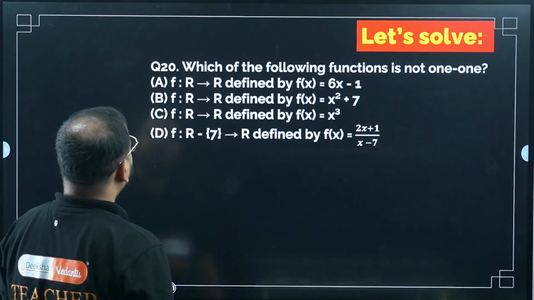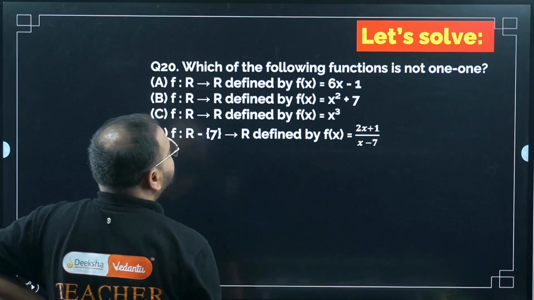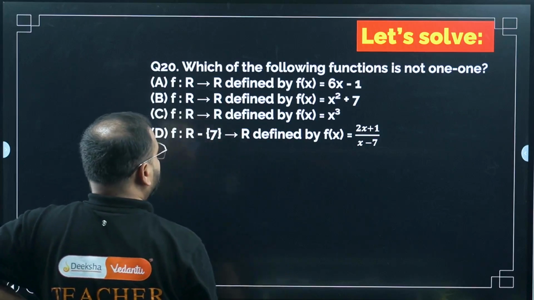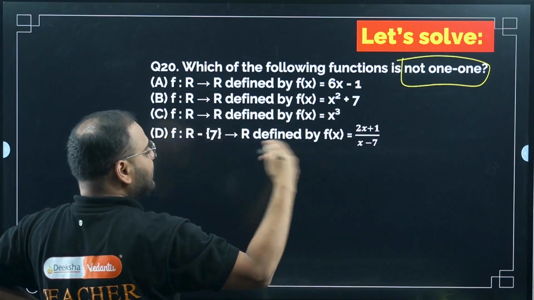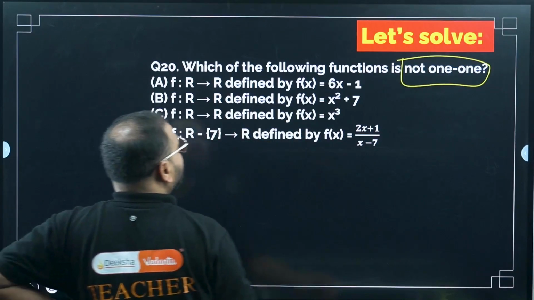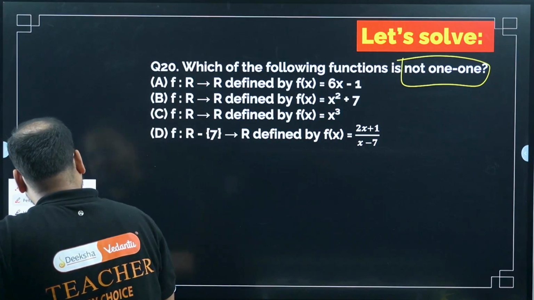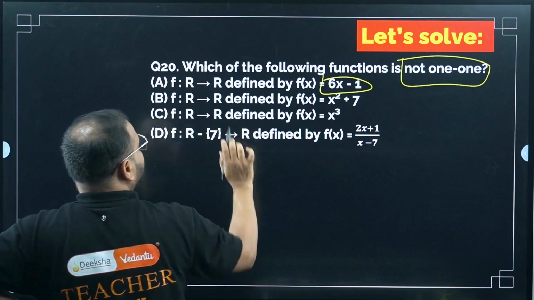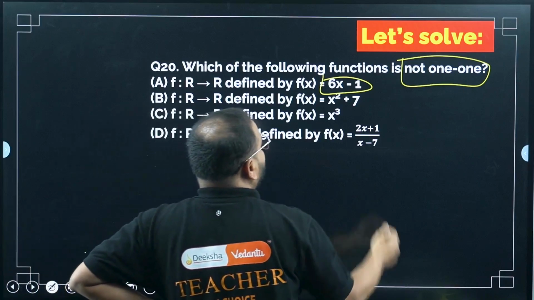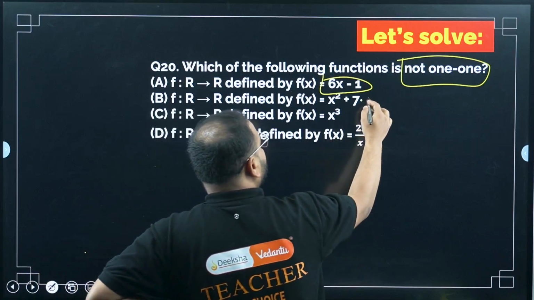Okay, now moving on to the 20th problem. Which of the following functions is not 1, 1? Not 1, 1 means we have to look for what? The graph where it is cutting more than one time. This is the 1, 1. I said we don't have to check for linear functions. This is linear, means it's a function of a straight line. Y equal to 6x minus 1 is a 1, 1 function. Don't have to check. Now, if you know quadratic, then this will be simply a quadratic equation.